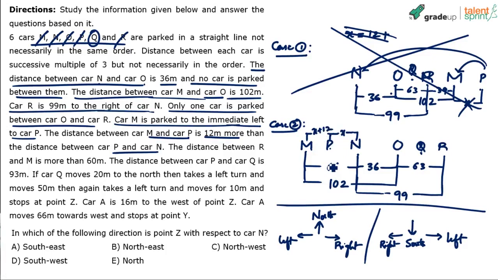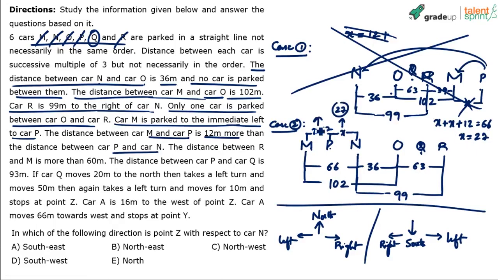So basically x plus x plus 12 is equal to 66. Yes or no? I'm writing it here. So what is x? If you solve this, 2x is 54, so x comes out to be 27. So this is 27.